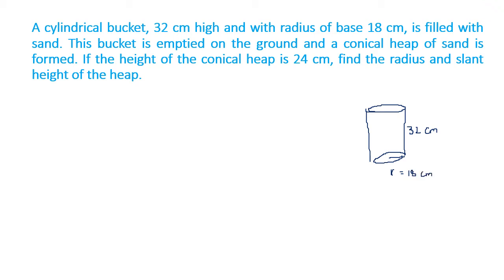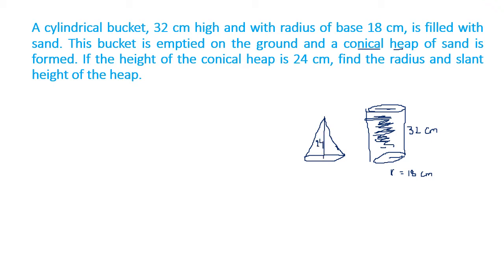It's filled with sand, so it is completely filled with sand. Now it is emptied on the ground such that a conical heap is formed. So put the sand on the ground and you get a conical heap. The height of the conical heap, h, is 24.